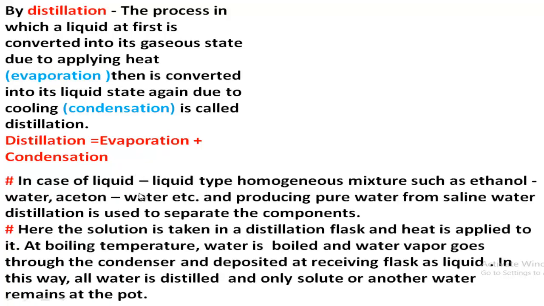In case of a homogeneous mixture of two liquids such as ethanol-water or acetone-water, this ethanol and acetone are actually organic and liquid substances. So when we make a homogeneous mixture like this using two liquid substances, then to separate them we have to use this distillation process. Here we will just separate these two liquids.